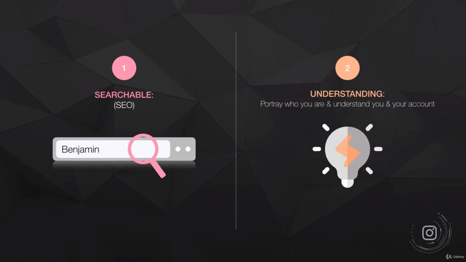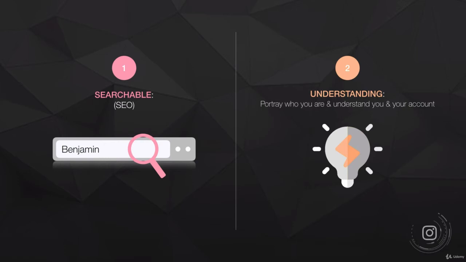So you want to make sure that it's SEO optimized, whether you're a brand, a themed account, or a personal account. You want to make sure that you're searchable through your name, and it doesn't have to be the same as your Instagram handle. So one, you want to make sure it's searchable. Two, the other factor that we want to optimize for is that when people read the name of our account, they can understand who we are and what we do.